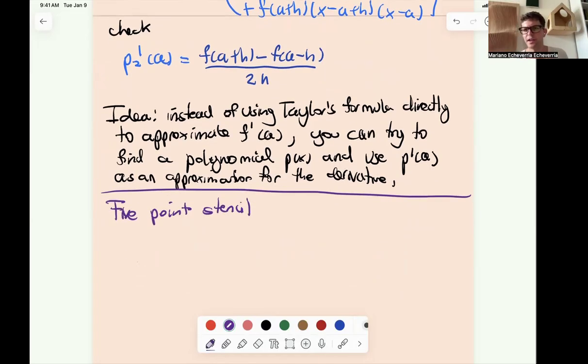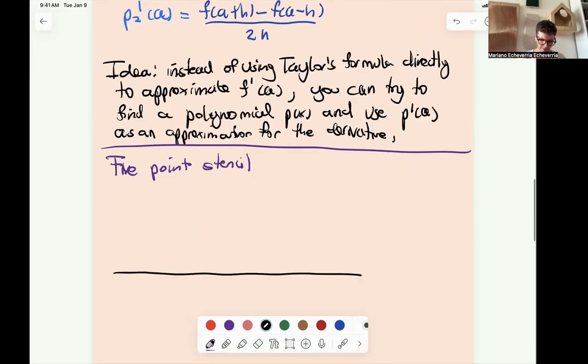Well, as the name suggests, you would use 5 points. So here, you could think of using a, a plus h, a plus 2h, a minus h, and a minus 2h, right? You can also do it symmetric, so that it's centered at a in a sense, and that gives you the 5 points, right?